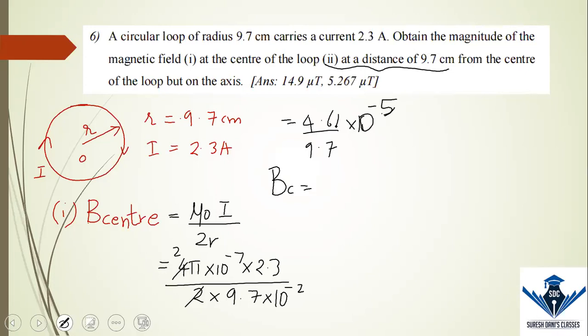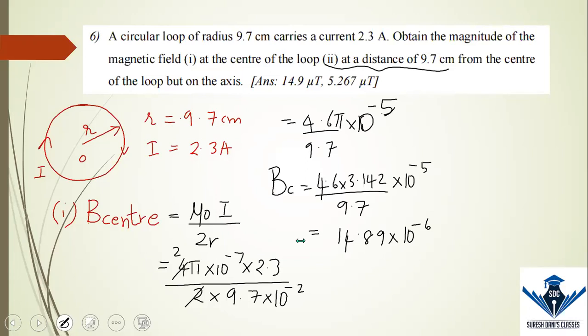Oh, I missed the pi, isn't it? Yeah. Thank you, Mranali. So 4.6 into 3.142 upon 9.7 into 10 to the power minus 5. Please calculate and see, this answer does come to 14.89 into 10 to the power minus 6. I've checked the answer, so it comes to 14.89 into 10 to the power minus 6 Tesla.